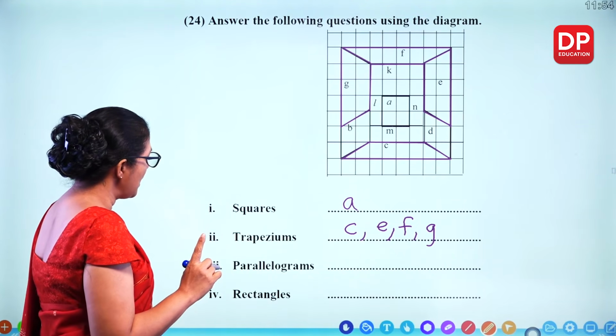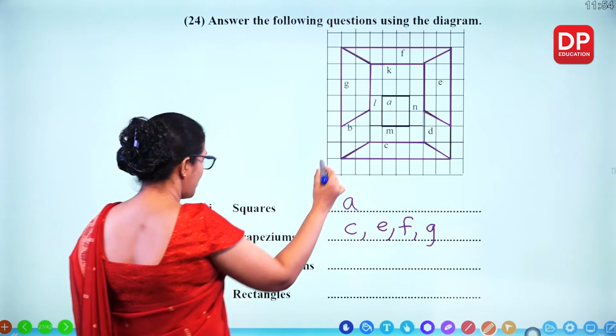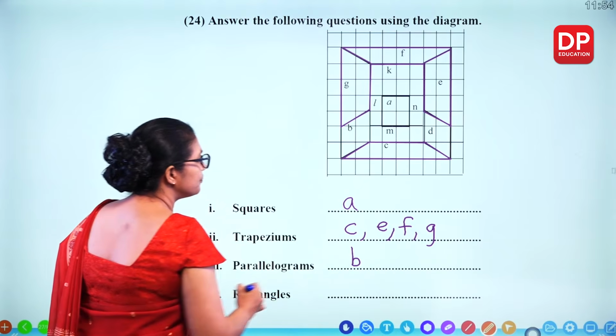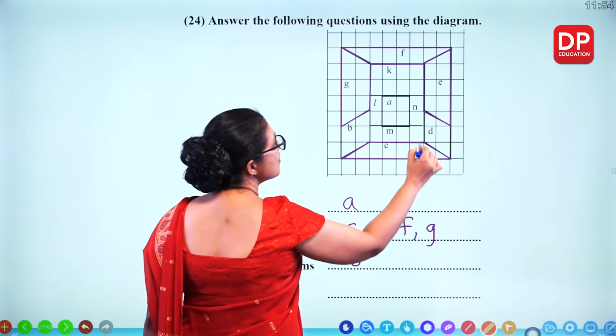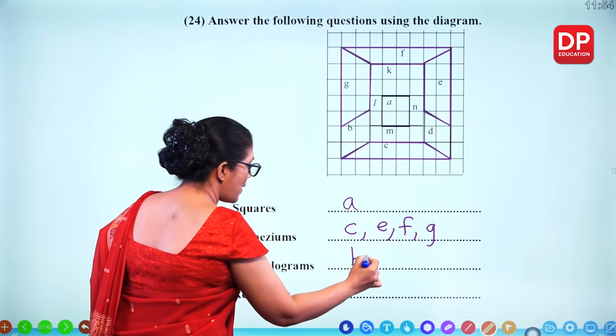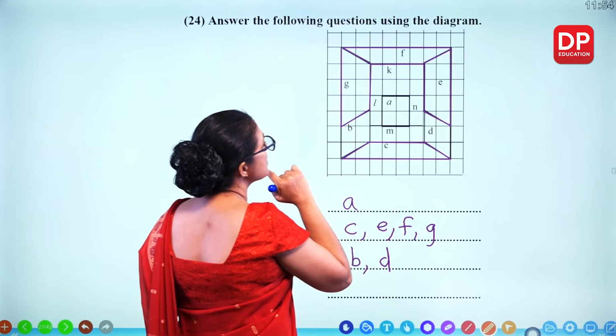Here, B is a parallelogram. D is also a parallelogram. B and D are parallelograms.